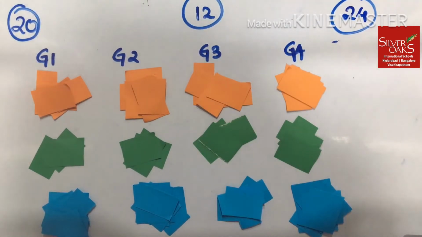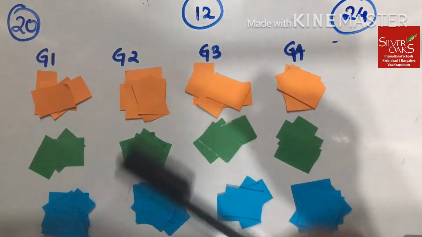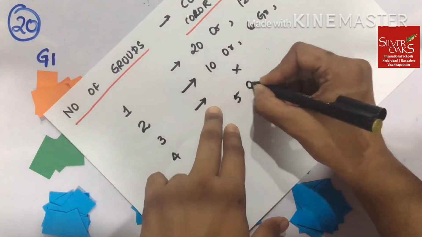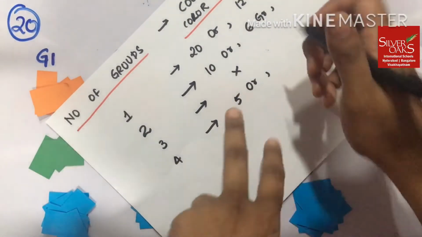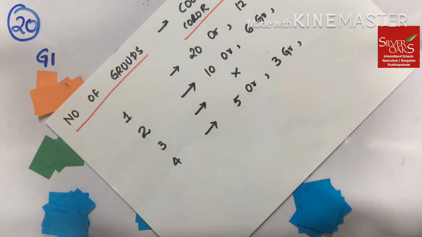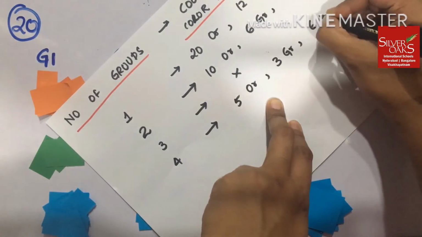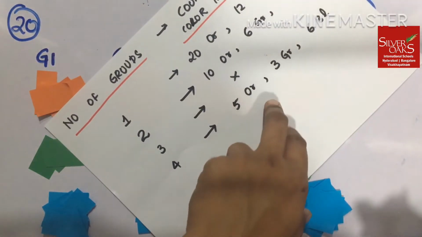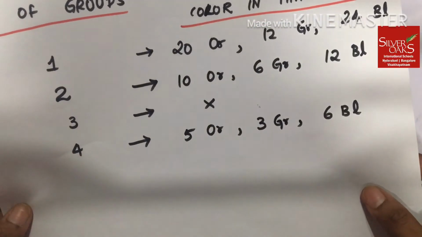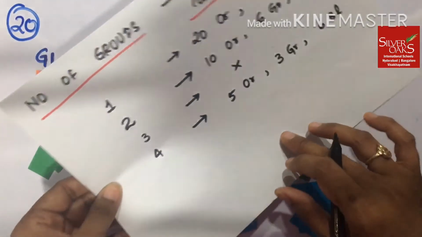I was able to distribute all the colors equally without leaving any remainder. So let me make a note of it. I have given 5 orange, 4 3s is 12, so 3 green to each of the groups, and 6 blue to each of the groups. So can we continue this now?